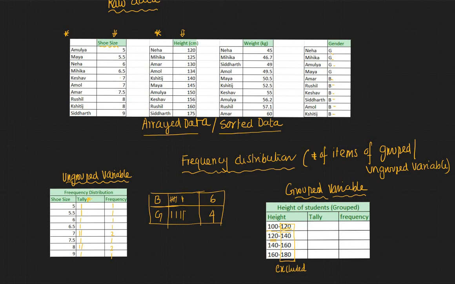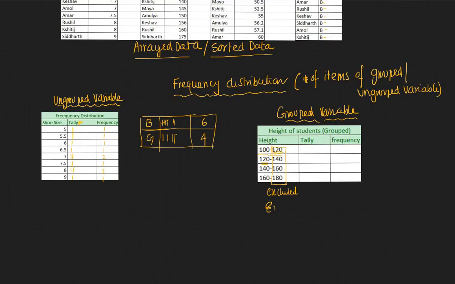So there's a name also we give. We call this an exclusive class interval. So that's the name we give. So we exclude this 120, right? And these are called the class interval, or in short this is written as CI.